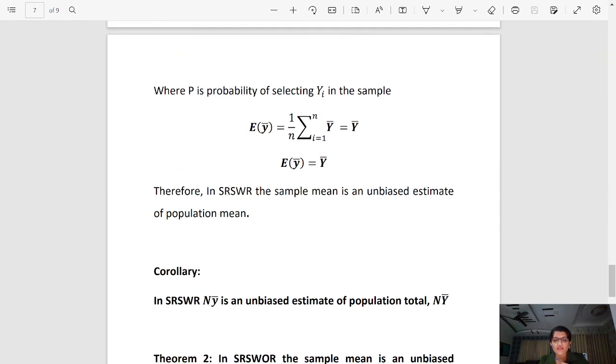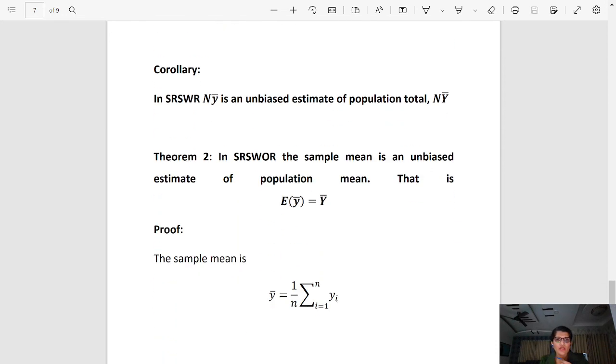Now we see one corollary in SRSWR. N into y bar, the sample total, is an unbiased estimate of the population total. So this is the corollary, not the proof.